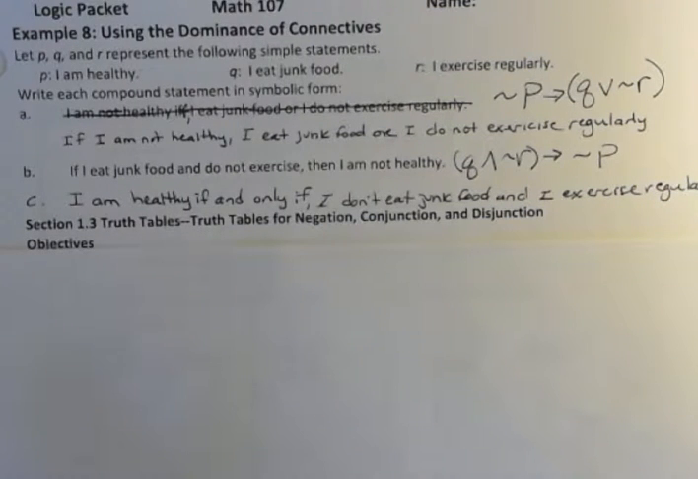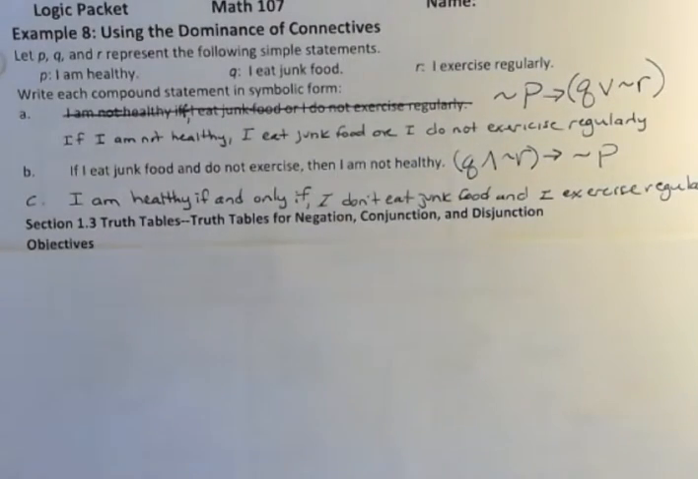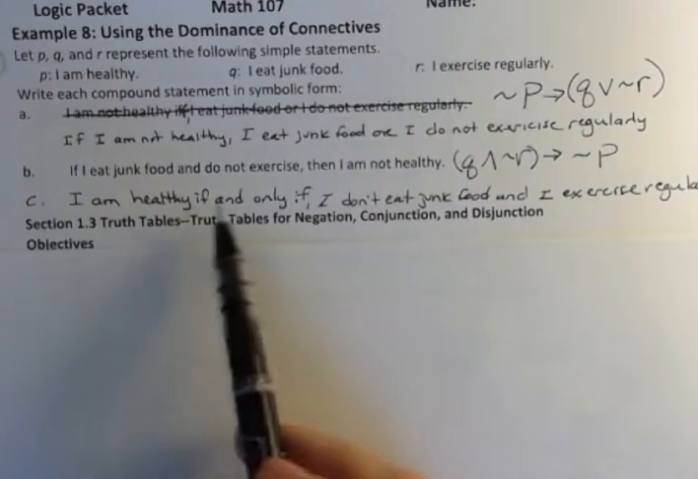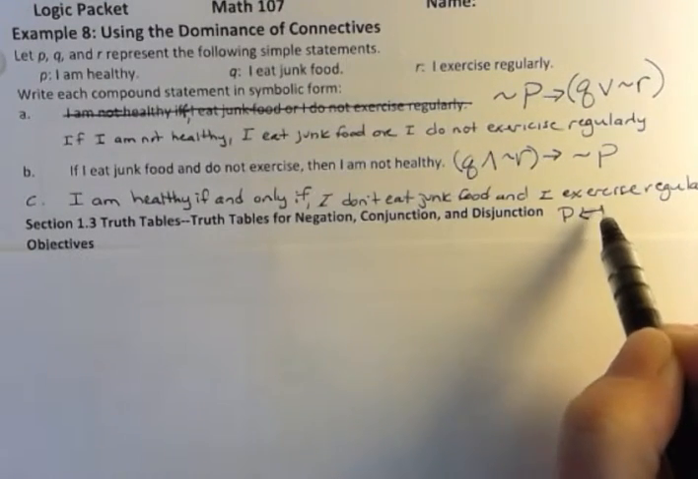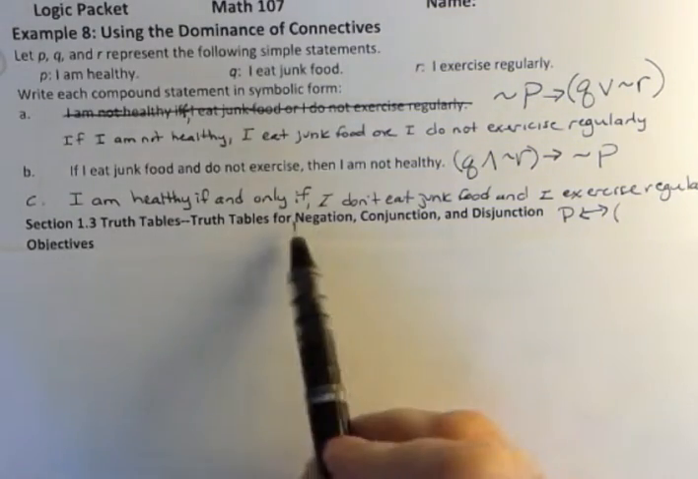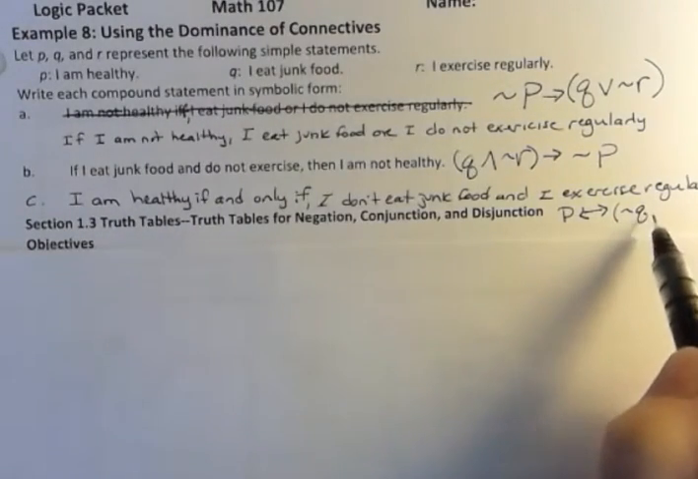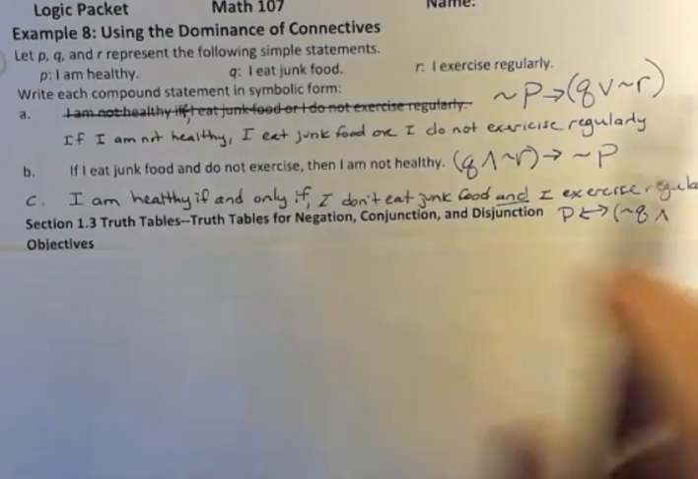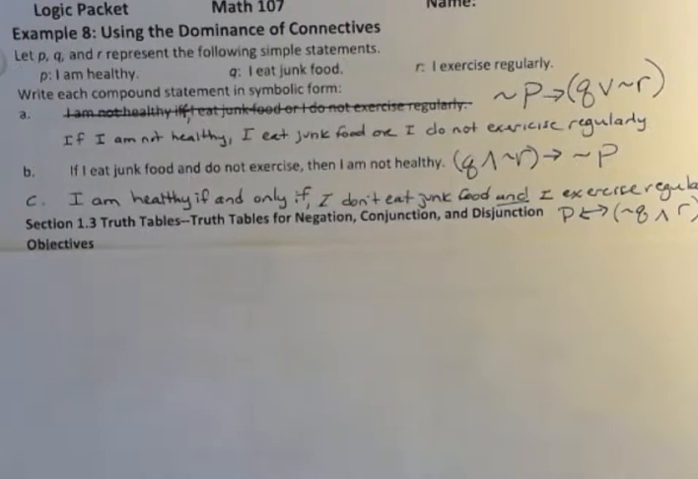And the last one, I am healthy if and only if I don't eat junk food and I exercise regularly. I am healthy, so I am healthy is P. If and only if, that's an arrow on both ends. What makes me healthy? I don't eat junk food, so not Q. And I exercise regularly, R.